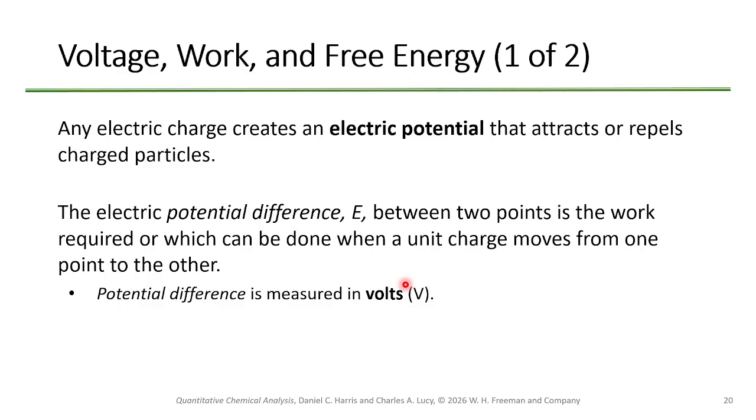Okay, let's talk about electric potentials. So any electric charge is going to create what's called an electric potential. This is going to attract or repel charged particles. The electric potential difference is E. So this is going to be the potential difference when applied to electric systems. Okay? And it has to do with the charge imbalance.